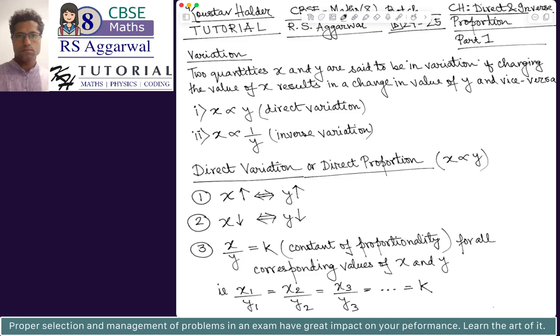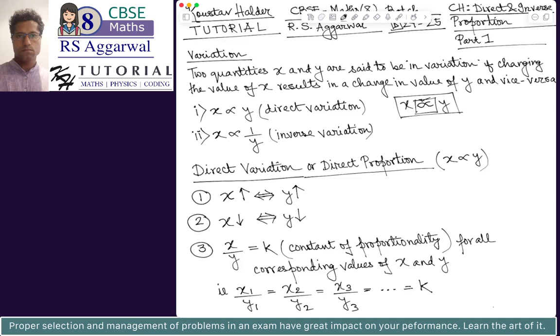Now there are two types of variation we will discuss. The first one is direct variation. This is the symbol of variation. So when we write x varies as y, by this we mean that the quantities x and y vary with each other, but specifically this symbol means varies. So in words we say that x varies with y, or x varies directly with y. This symbol is the symbol of variation.